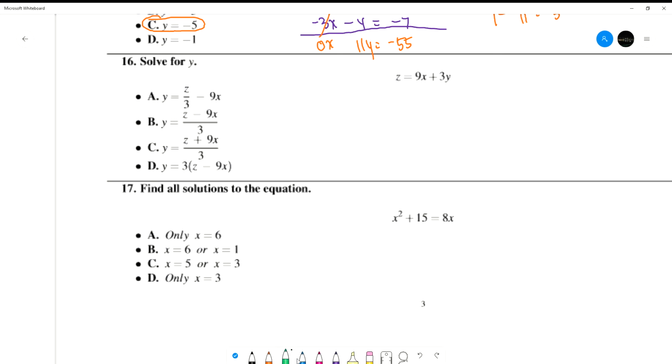All right, 16 is non-calculator. You have to solve for y, right, which is on the right-hand side. So first thing we do is any addition subtraction. I'm going to do z minus 9x to get the y by itself, and then divide both sides by 3, right? So that way we have y is equal to z minus 9x over 3. So z minus 9x over 3 is B. That was easy.